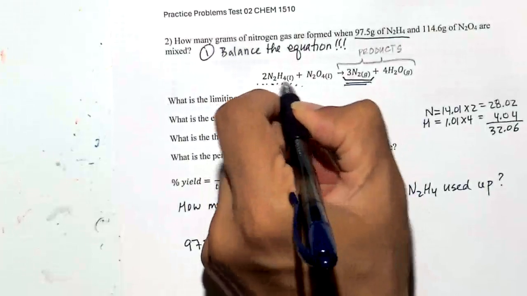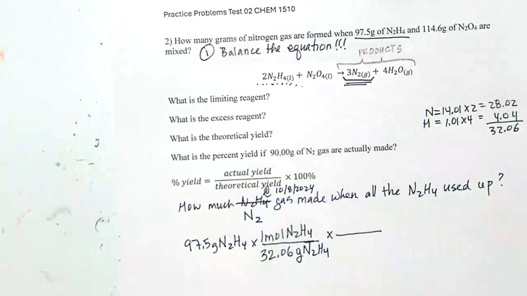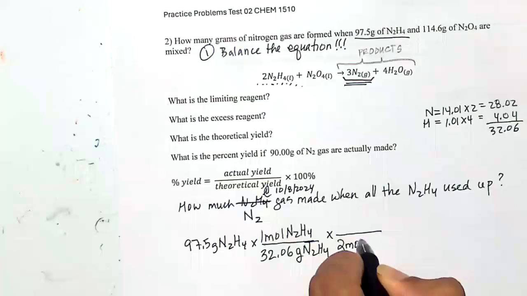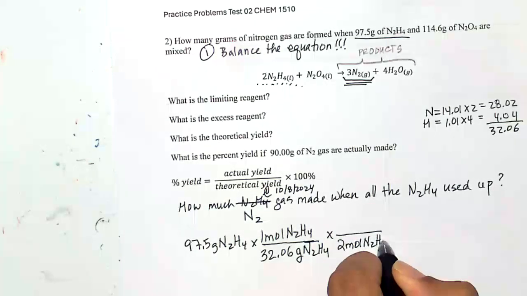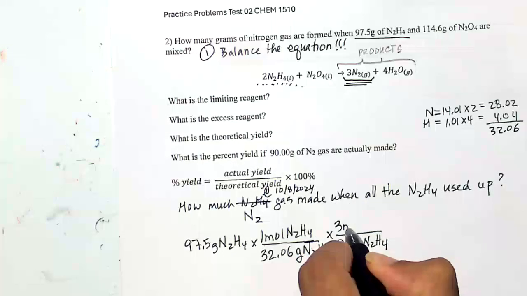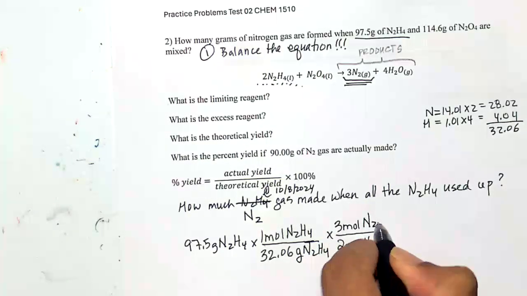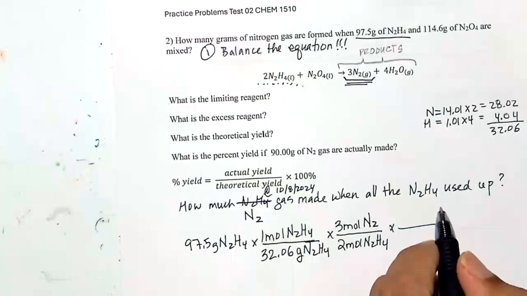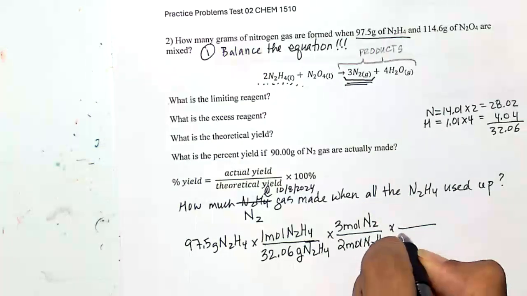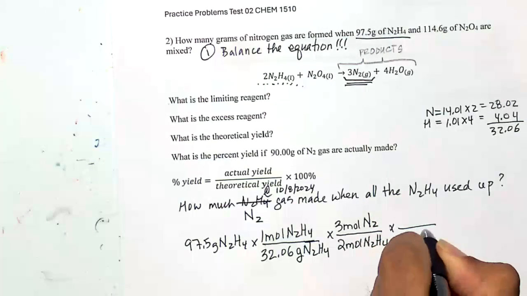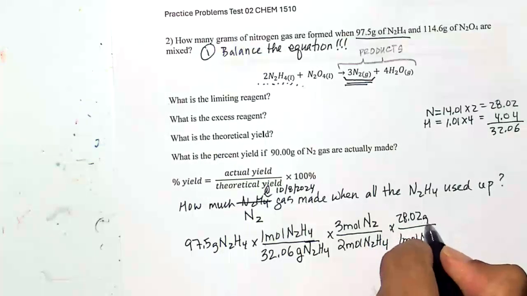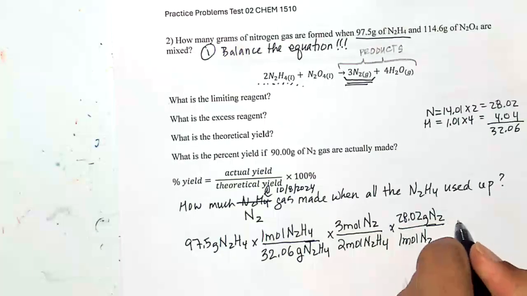For every 2 moles of N2H4, there's 3 moles of N2 gas. This is why we balance. And let's go ahead and do an extension and convert it to grams. For every 1 mole of N2 gas, there's about 28.02 grams of N2 gas.